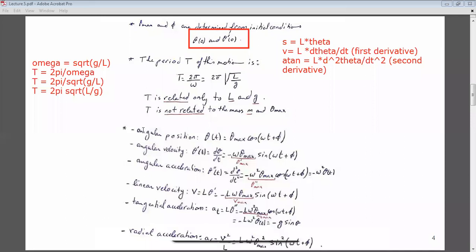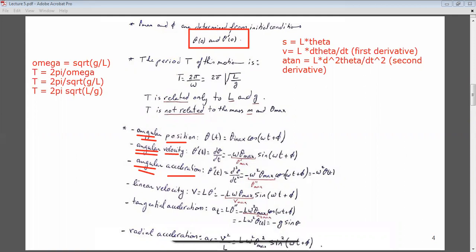And now, the angular position theta of t is theta maximum cosine omega t plus phi. I can get the first derivative and I call it the angular velocity. Usually I have position, velocity, acceleration. Here I have angular position, then angular velocity, and then angular acceleration. If this is theta, this is theta prime, this is theta double prime. If this is theta, this is d theta by dt, this is d2 theta by dt squared.